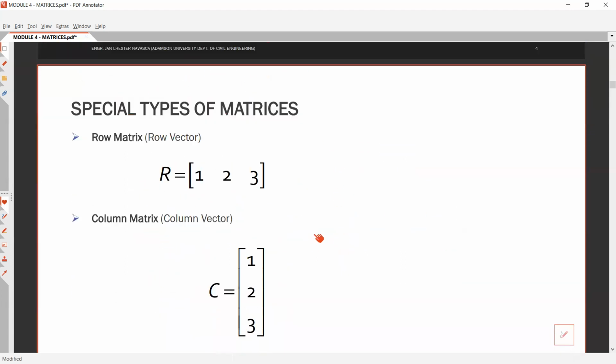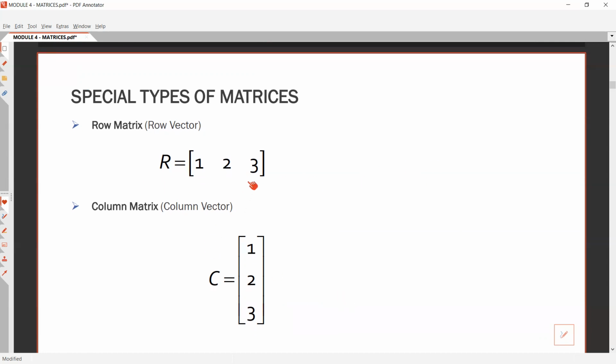So, meron siyang special types of matrices. We have the row matrix or the row vector and a column matrix or a column vector. Okay? Kapag row matrix, isang row lang yan. Pag column matrix or a column vector, isang column lang yung ating matrix. So, ito ang special type of matrix.